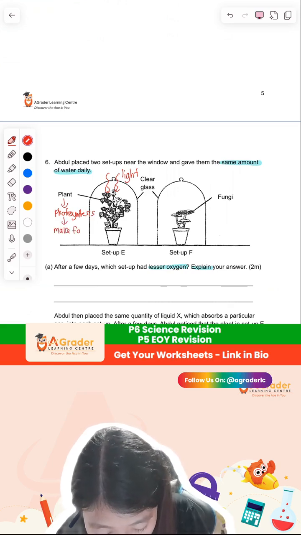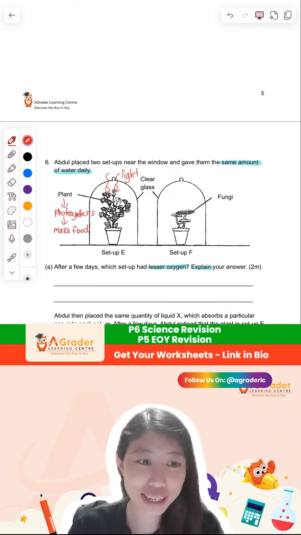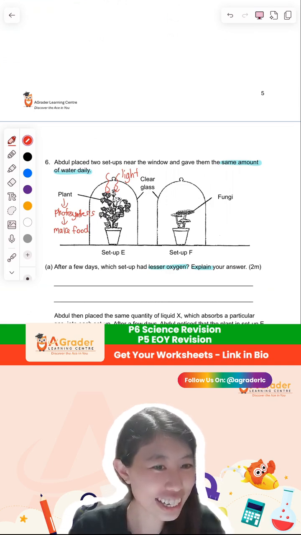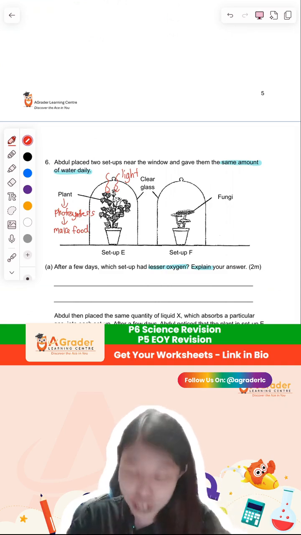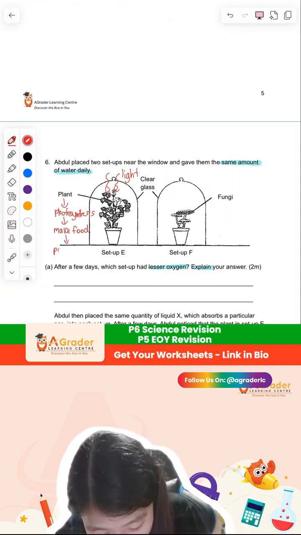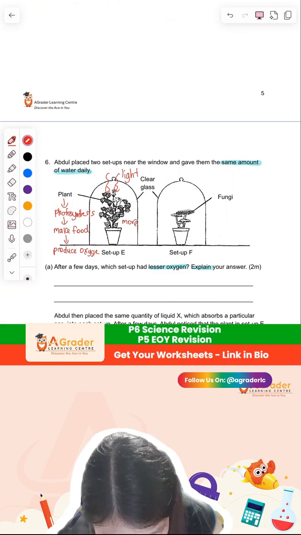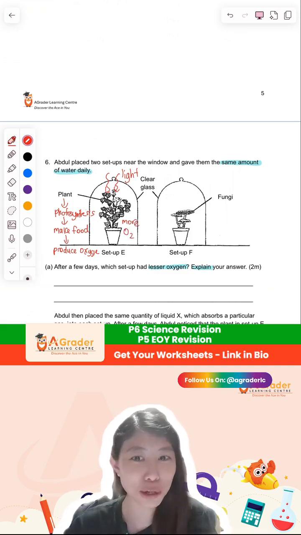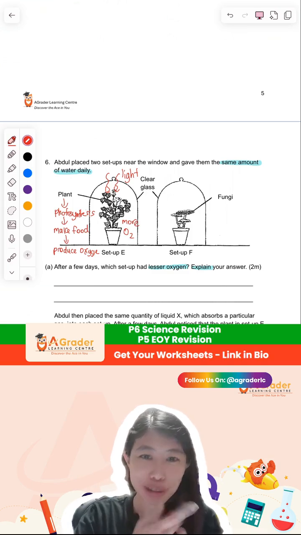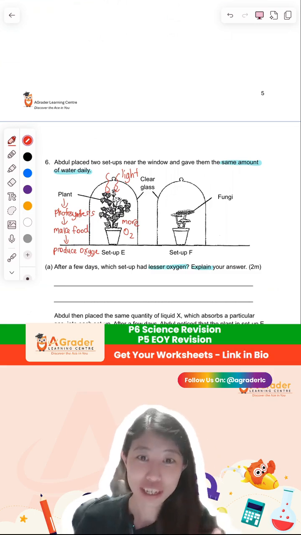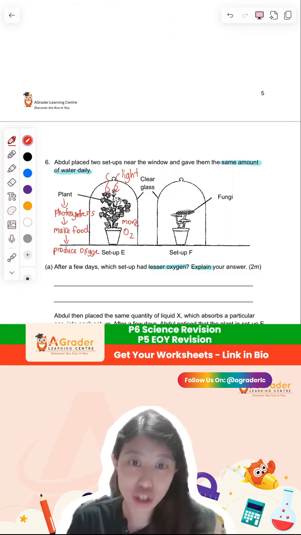And what happens when plants go through photosynthesis? What will be produced? What type of gas is being produced? Can anyone remember? Yes, very good. It produces oxygen. So since it produces oxygen, it will have more O2. Some of you put O2. You all know the chemical formula for oxygen. You will need that in secondary school. O2. So yes, oxygen. All right. So the one that has lesser oxygen will actually be setup F.